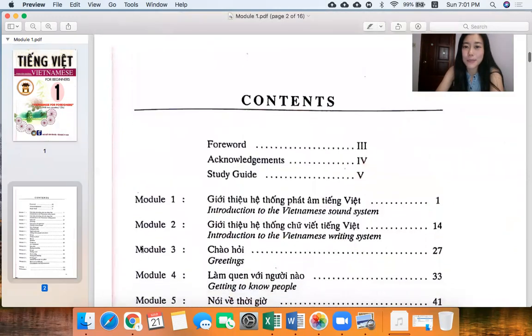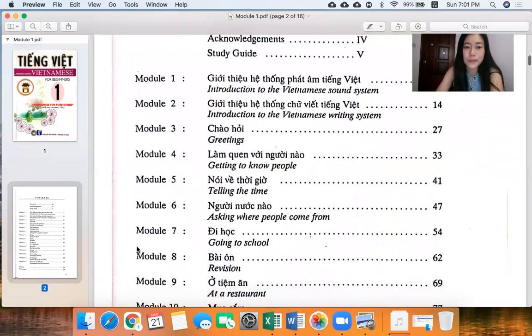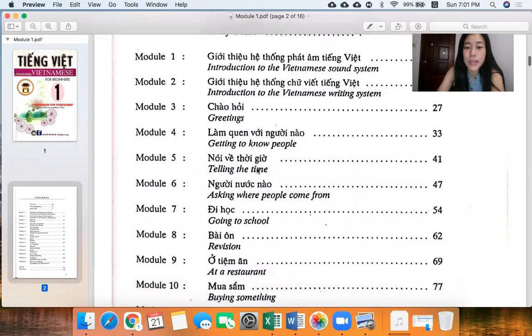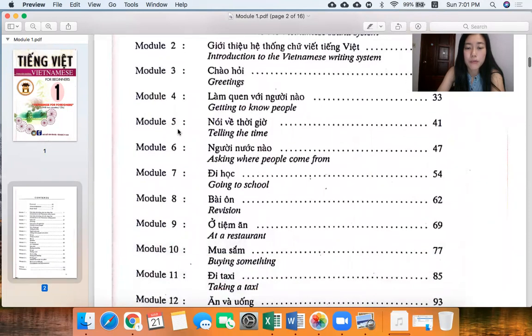So now let's move to the contents. In this level, we will study 14 modules. The first one, Introduction to the Vietnamese Sound System. The second one, Introduction to the Vietnamese Writing System. Module 3, Readings. Module 4, Getting to Know People. Module 5, Telling the Time.